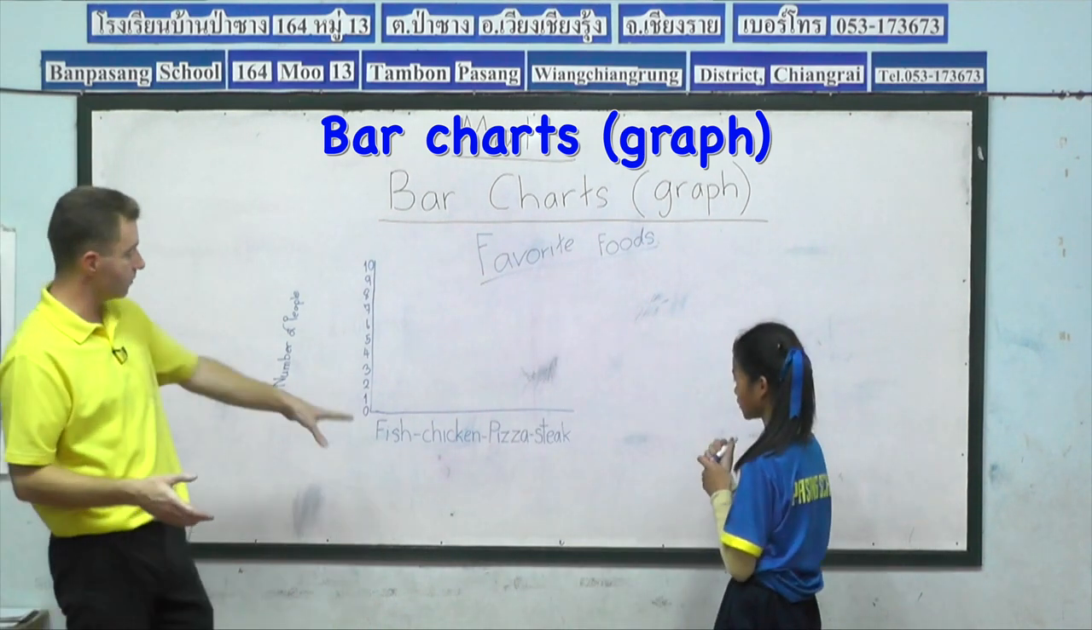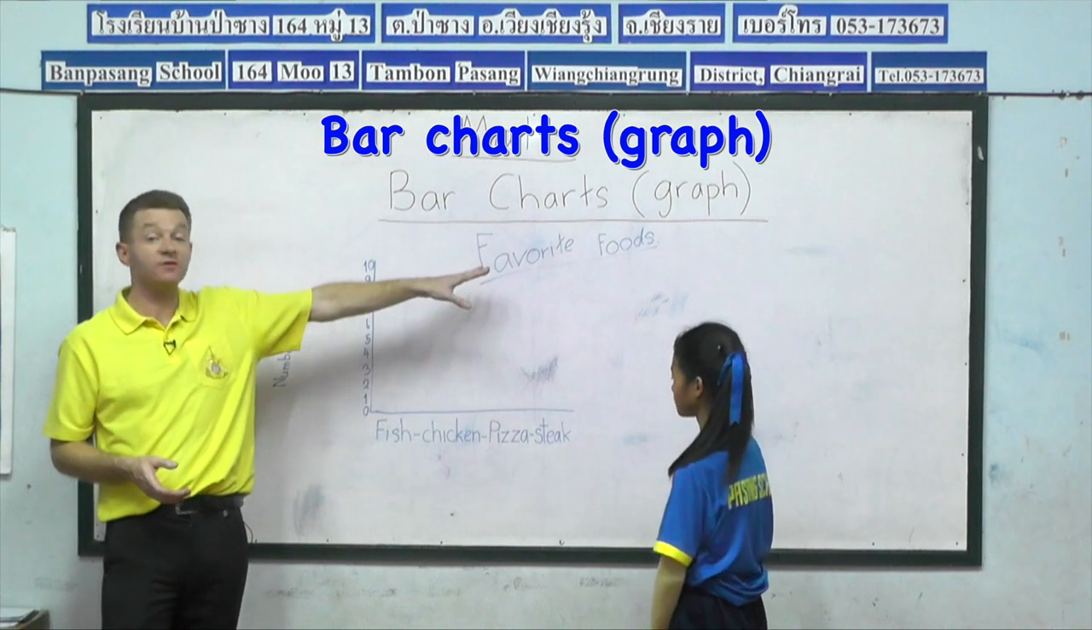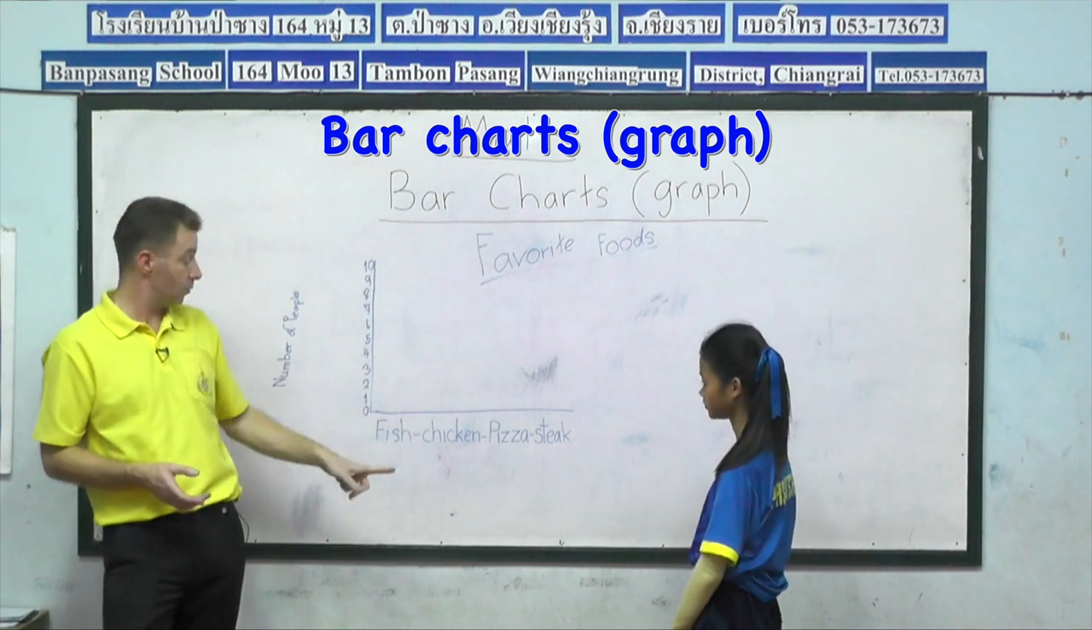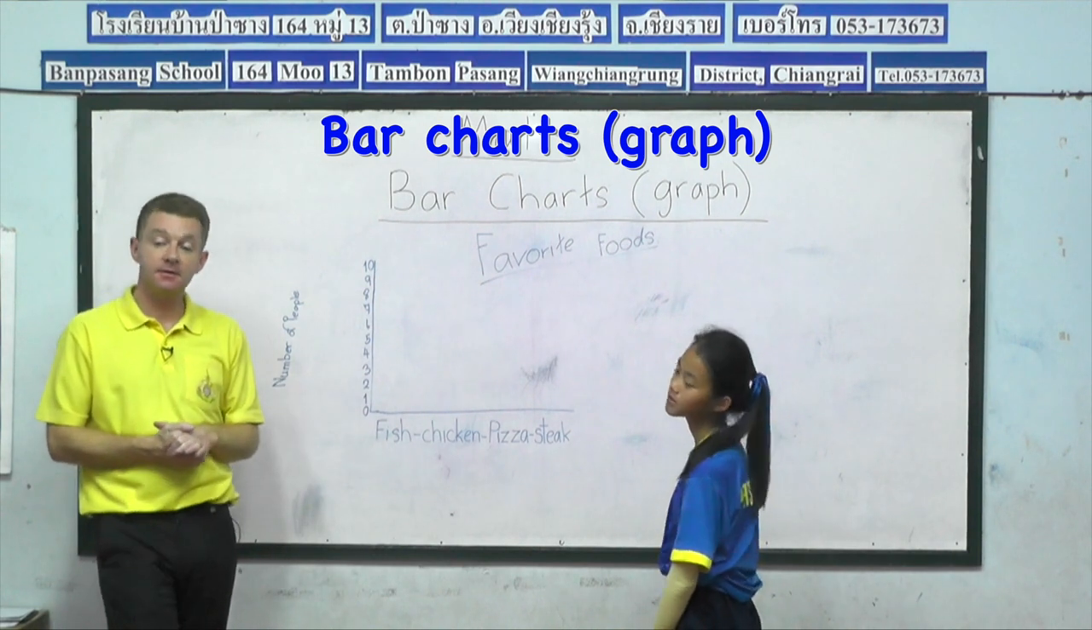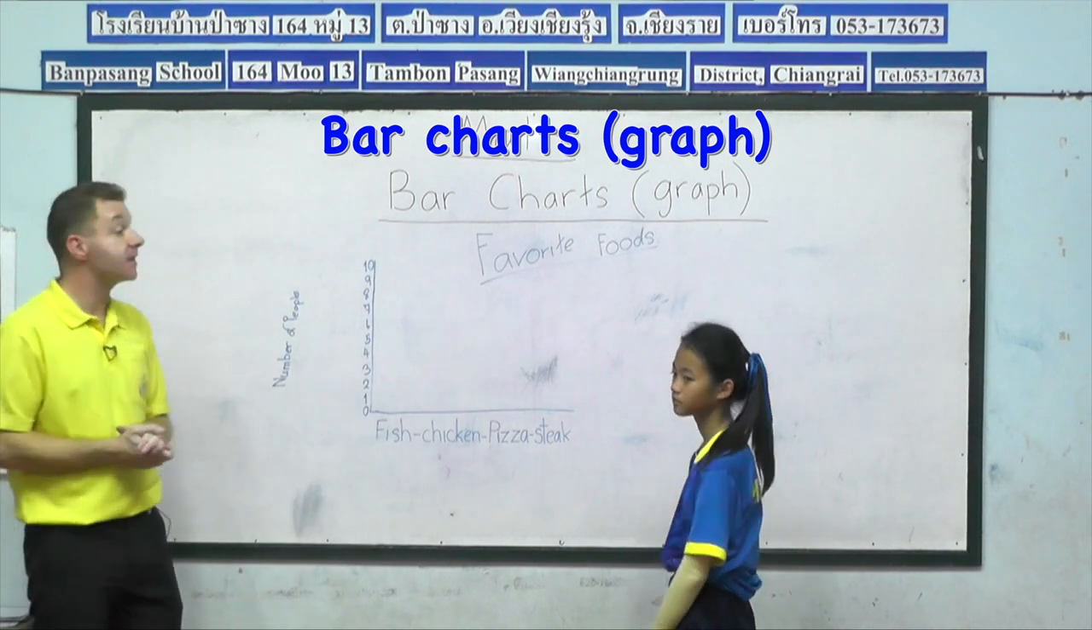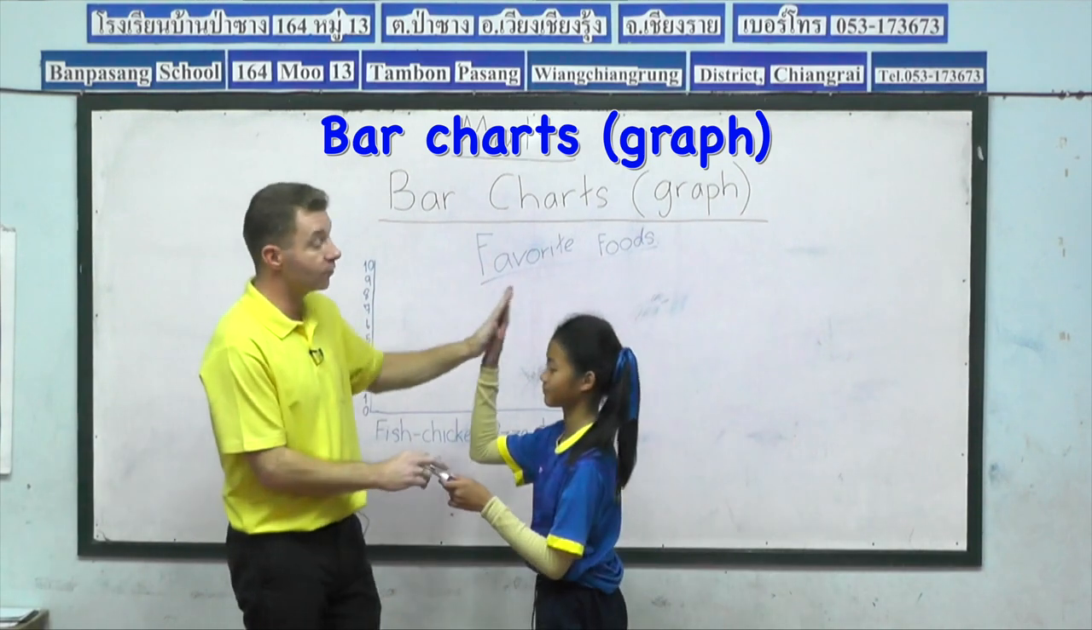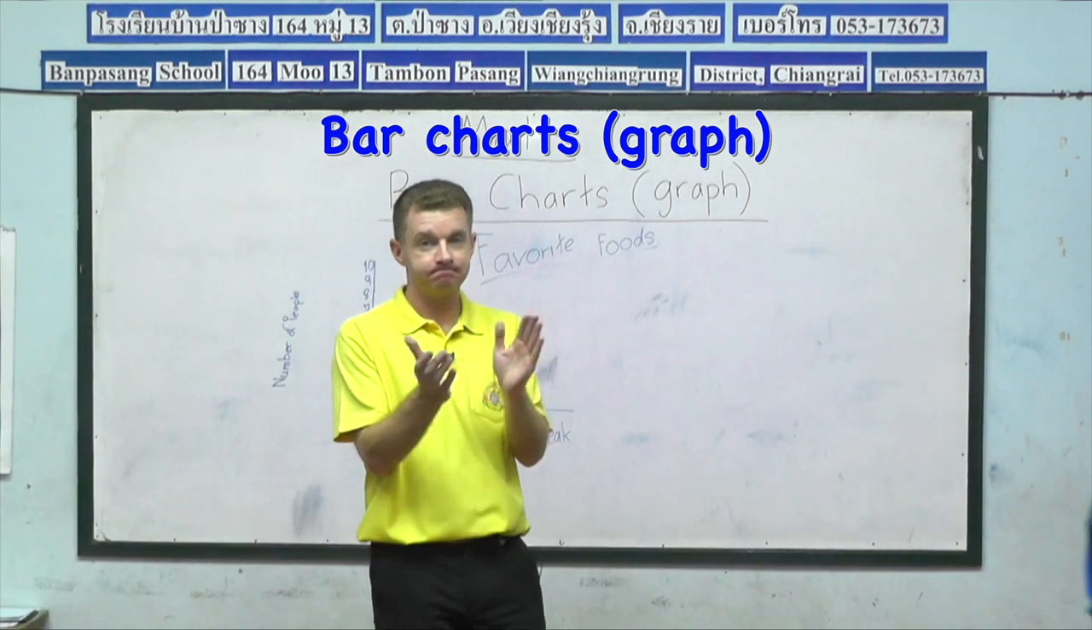So now our horizontal axis has its labels for the different selections of foods. We've got fish, chicken, pizza, and steak. Dan, that was brilliant. Big round of applause for Dan too, please, guys.